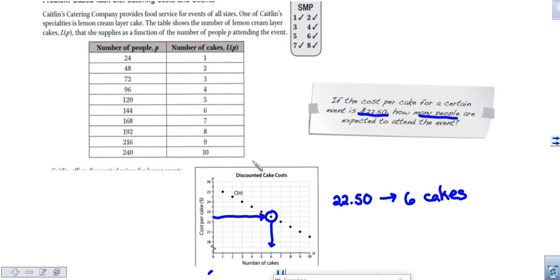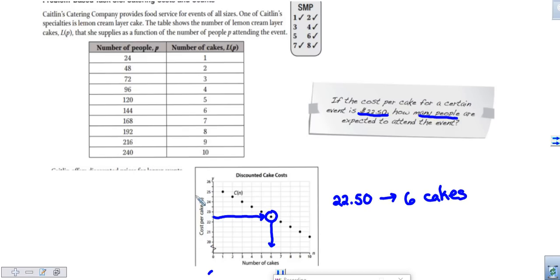Okay, so one of the things we can get from this is $22.50 is how much the cake costs. Down here, this is where cakes cost something. And how many people are expected to attend? Well, the cost function only tells us about the number of cakes, and the number of people tells us how many cakes. So if we know the number of people, then we know how many cakes. If we know how many cakes, then we know how much we cost per cake.